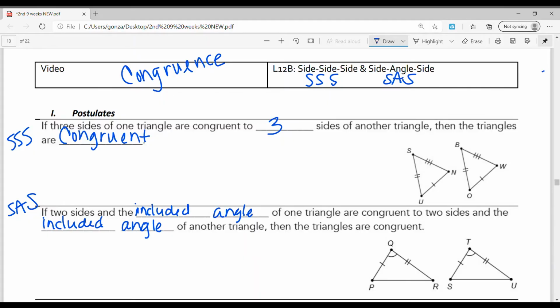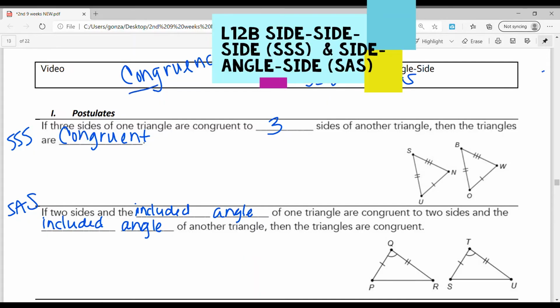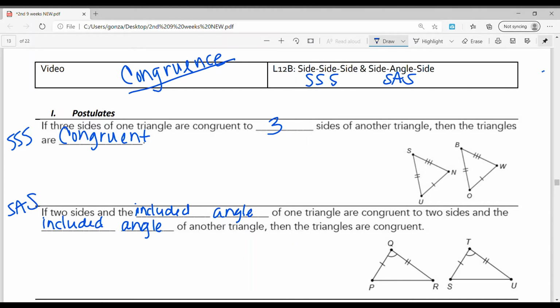Side-side-side and side-angle-side, and these are going to be congruence postulates. So the first one is side, side, side, and the second one is side angle side. Basically it says that if three sides of one triangle are congruent to the three sides of a second triangle, then both triangles are congruent.